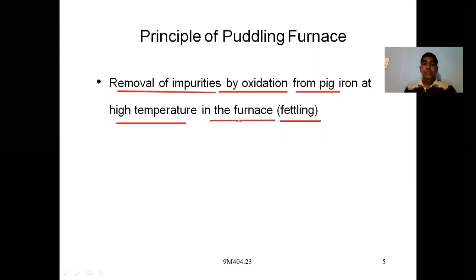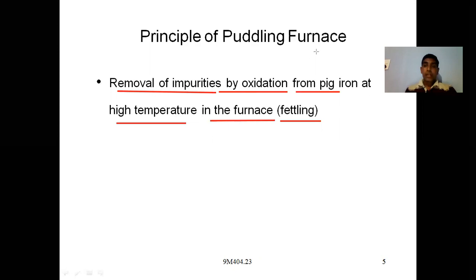Okay, I am repeating once again the definition. Removal of impurities by oxidation at high temperatures in a furnace from pig iron to get wrought iron. This process is known as fettling operation. Okay, this is the main principle to get wrought iron from pig iron.